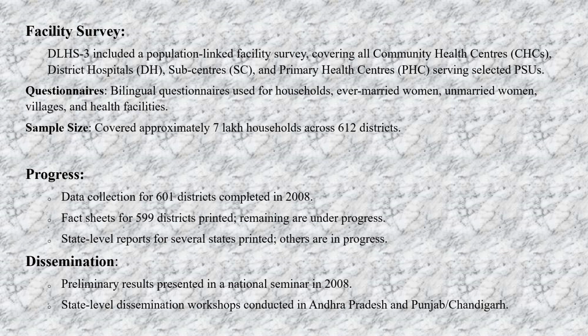Progress. Data collection for 601 districts completed in 2008. Fact sheets for 599 districts printed. Remaining are under progress. State-level reports for several states printed. Others are in progress. Dissemination. Preliminary results presented in a national seminar in 2008. State-level dissemination workshops conducted in Andhra Pradesh and Punjab/Chandigarh.